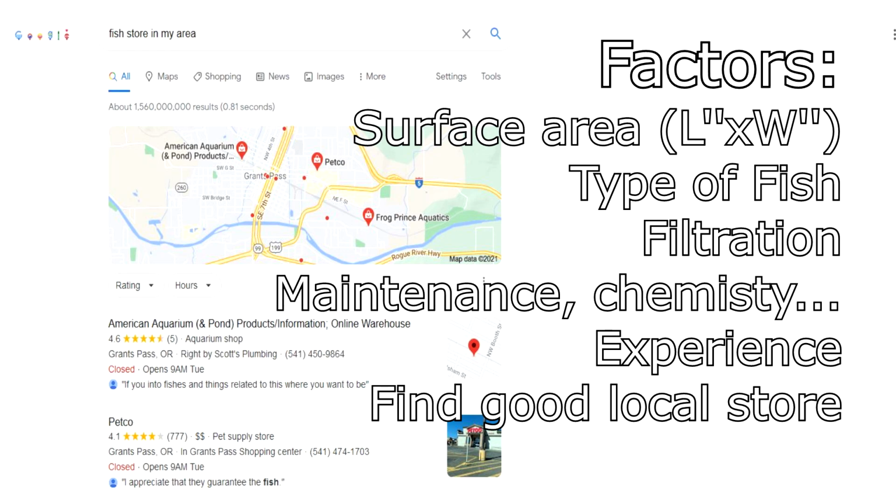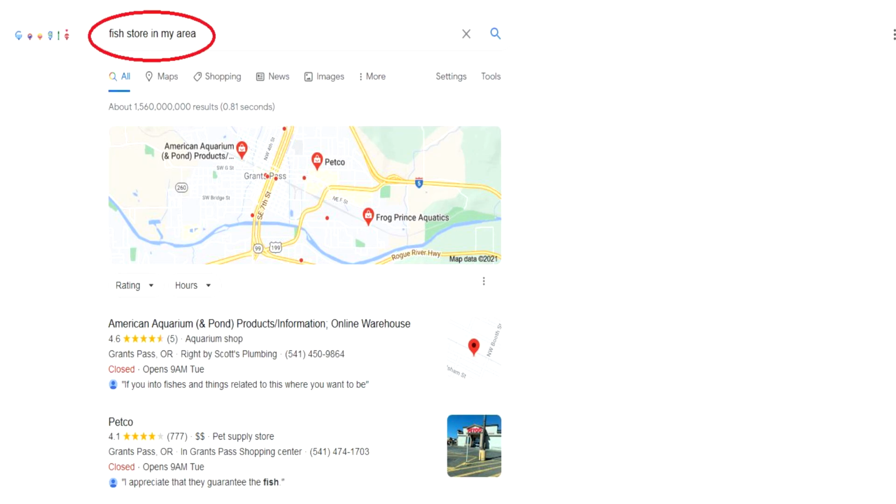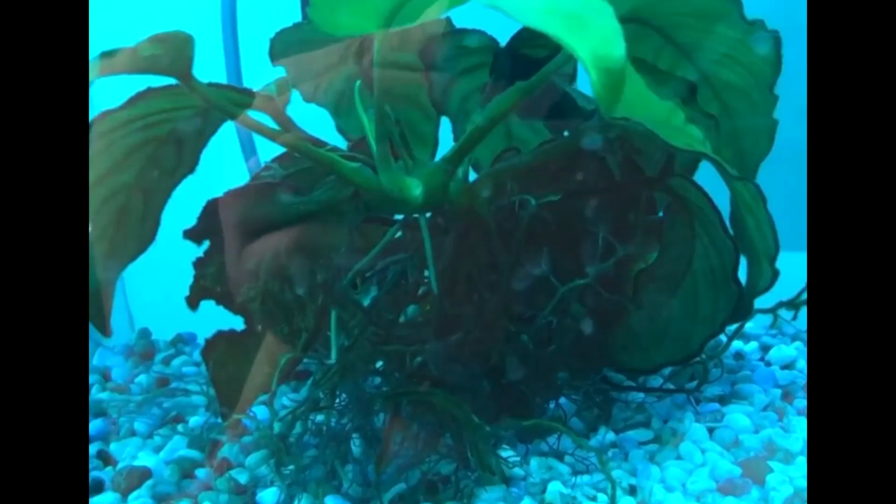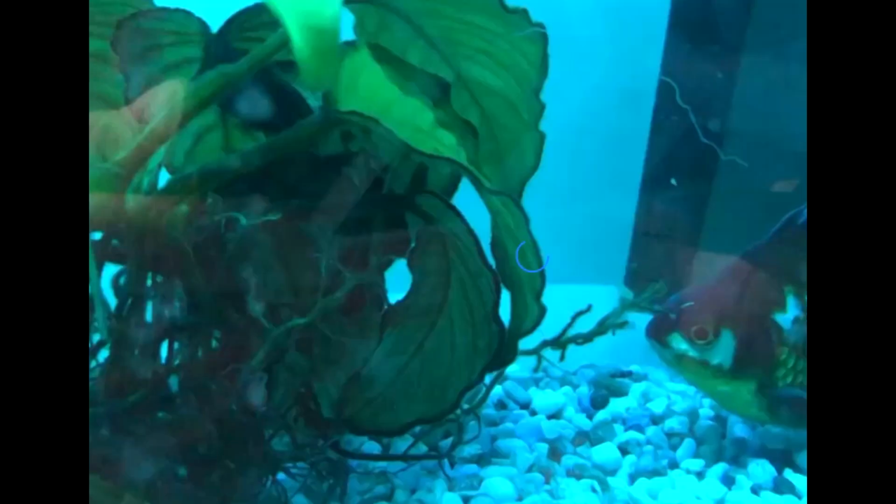Find a good aquarium or pet store. Look at their fish and see how well they are taken care of. If the store has a central filtration system, be careful, as if one fish is sick in the aquarium, it can spread to all the aquariums. Never buy fish from an aquarium with a sick fish.